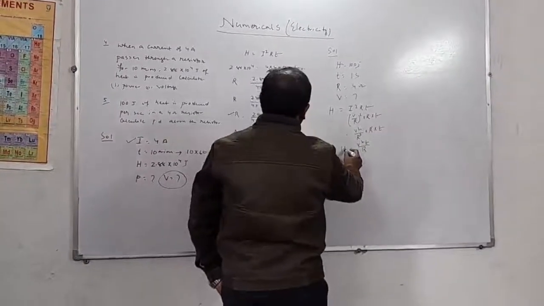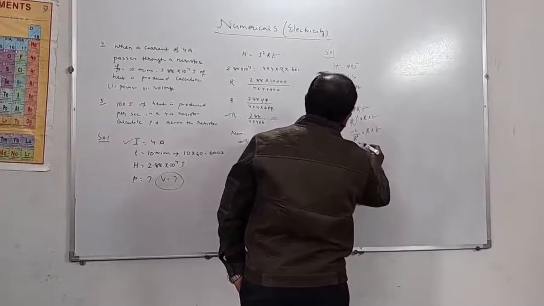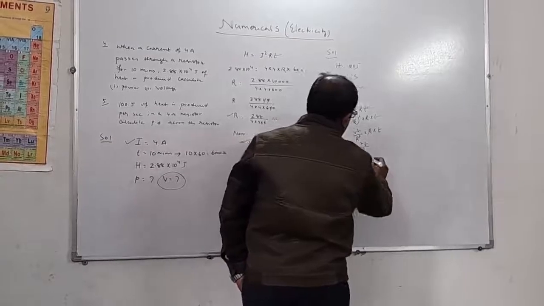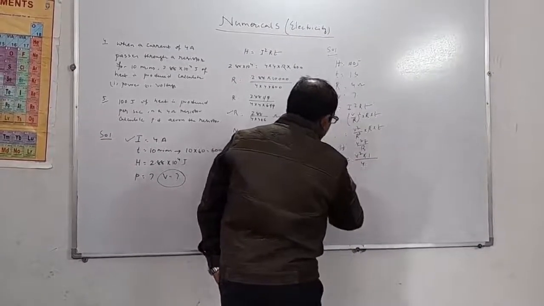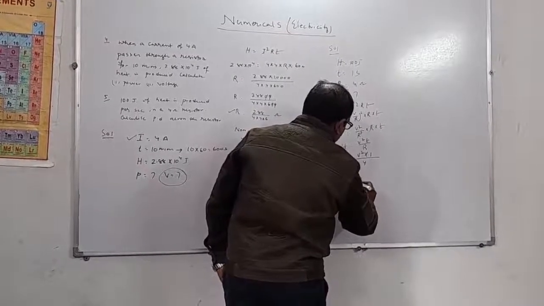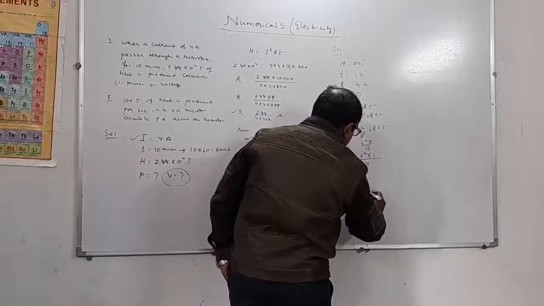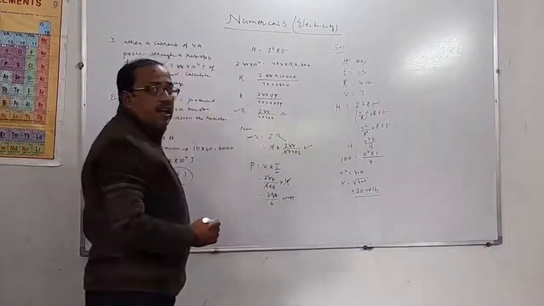Now from this relation H is given, that is 100. V is unknown. Time is given 1, resistance is 4. So V square is equal to 400. V equal to root under 400. That is 20 volts. So this is the potential difference across the resistor.